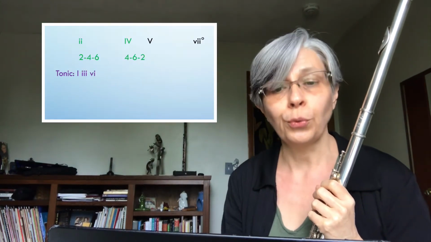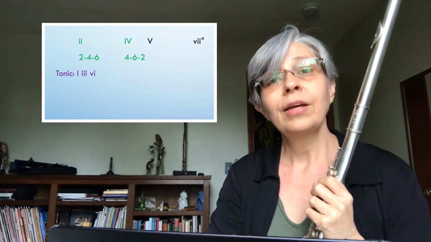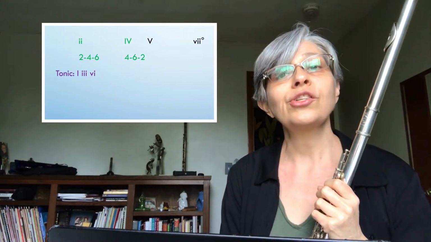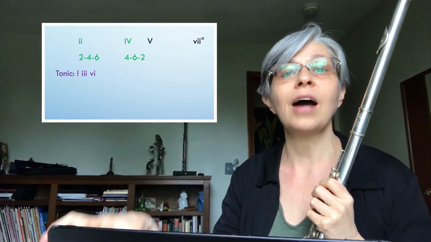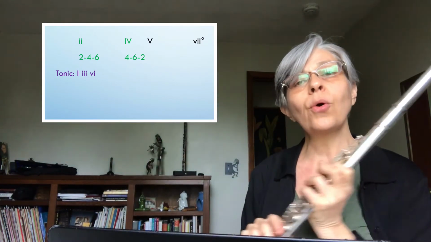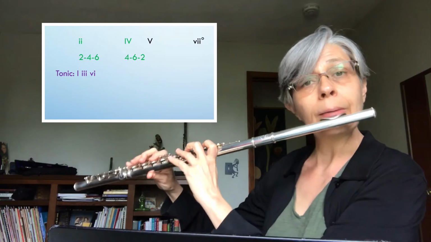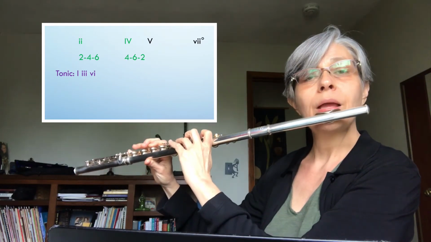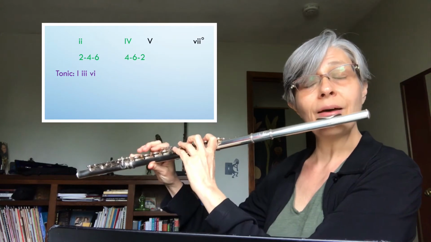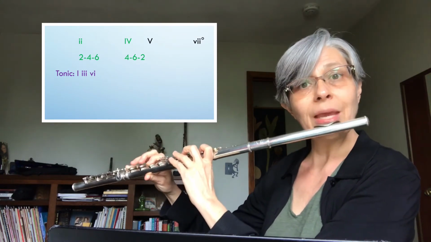Zone 2, we have 5 preparation chords, which come in before we head to the dominant. These chords are the 2 chord, G minor in the scale of F, or B flat major.